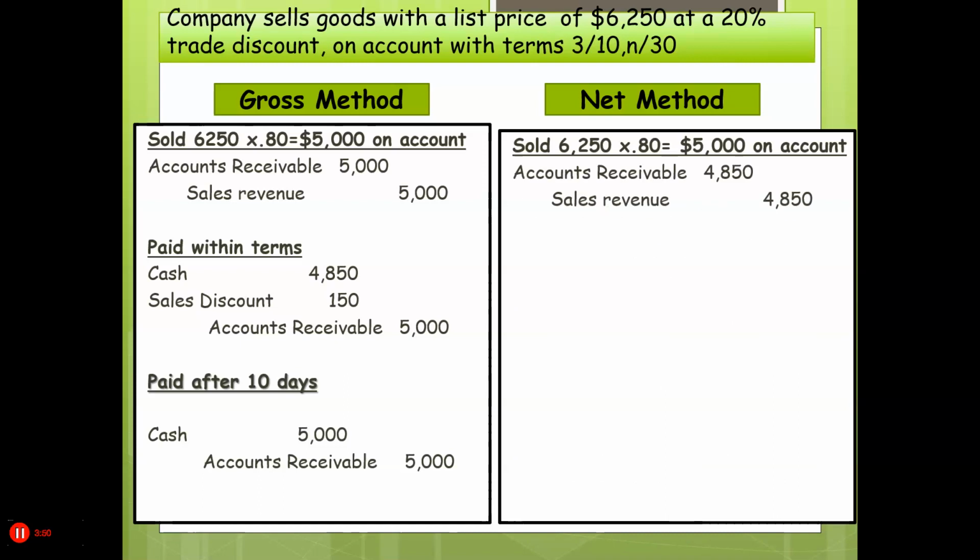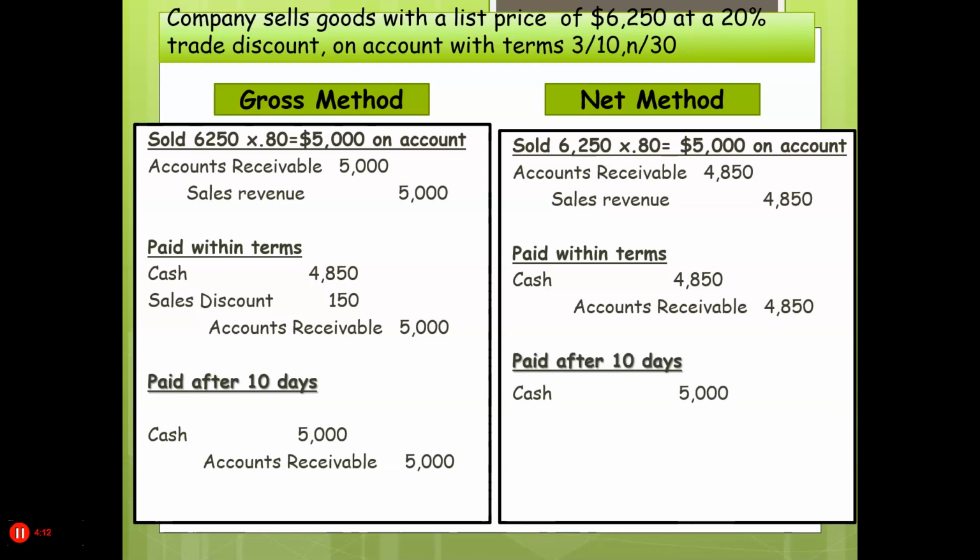Now let's take a look at the net method. The net method, what we do is take the discount off up front. So we're only going to book sales revenue of $48.50. Now, if they pay within terms, it's going to be cash $48.50, accounts receivable $48.50. But what happens if they don't? Well, they're going to have cash of $5,000, accounts receivable of $48.50, and sales discount forfeited of $150.